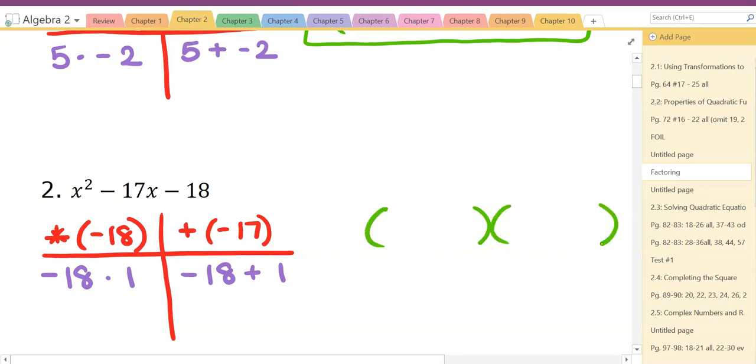So then when I go to write it, again, draw your two parentheses. We're going to drop an x into each one, because that first term was x squared, so that gets split. And then we have minus 18 plus 1.